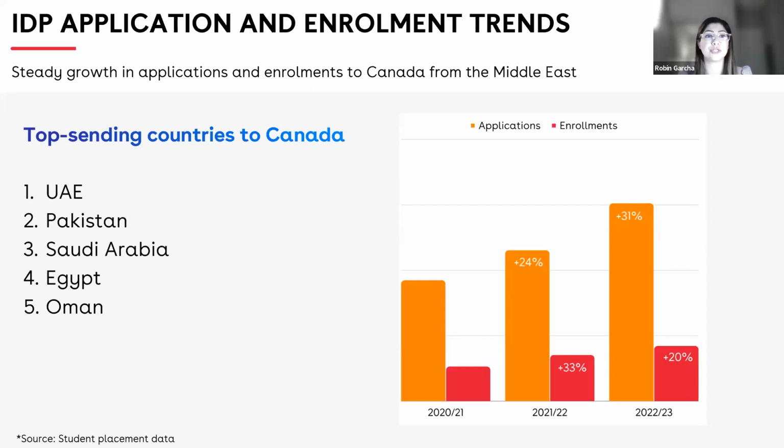In terms of applications and enrollments, the top 5 sending countries from the Middle East to Canada are UAE, Pakistan, Saudi Arabia, Egypt, and Oman.